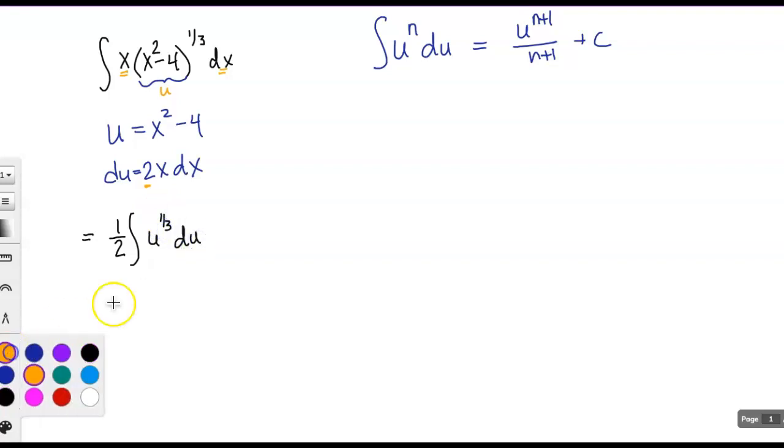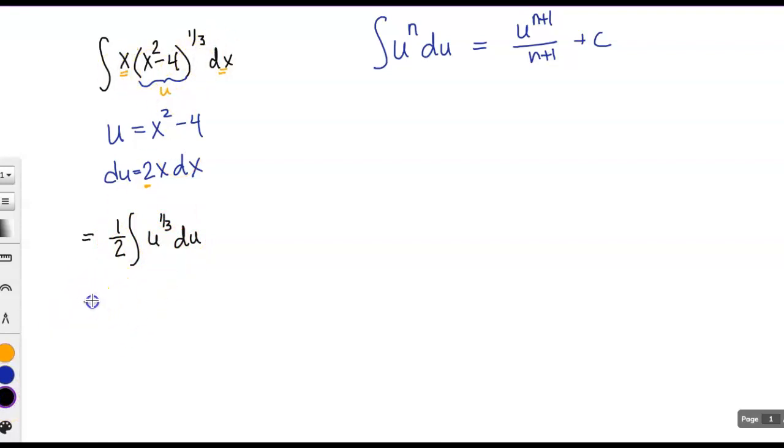And let's just make sure everything's there. So u to the 1/3 takes care of this part right here. And then 2x dx takes care of this and this. But since I have the 2, I multiplied by a half. So this is the original function in terms of u's.